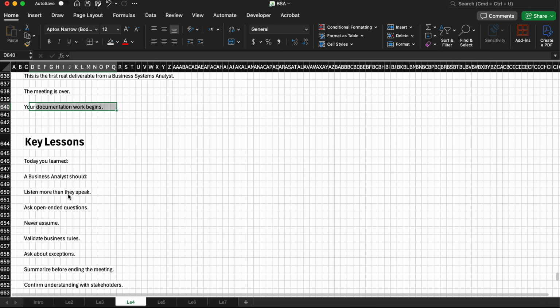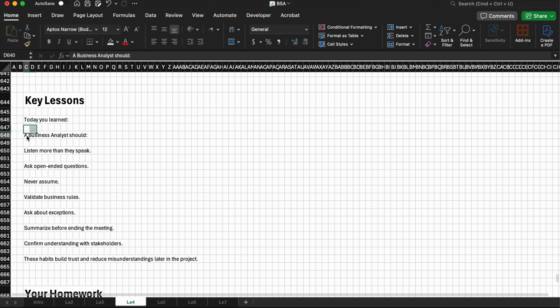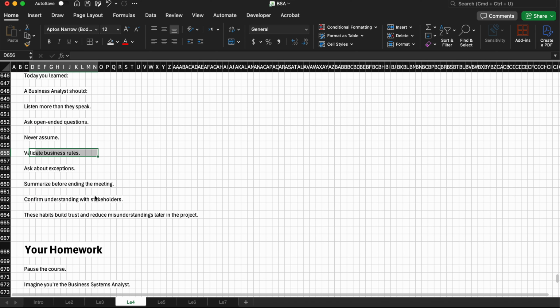So the key lesson, let's summarize. Today you learned a business analyst should listen more than they speak, ask open-ended questions, never assume, validate business rules, ask about exceptions, summarize before ending the meeting, and confirm understanding with stakeholders. These habits build trust and reduce misunderstanding later in the project.